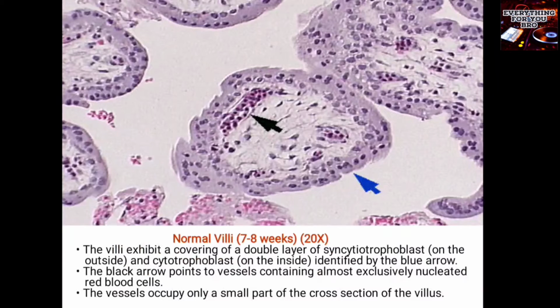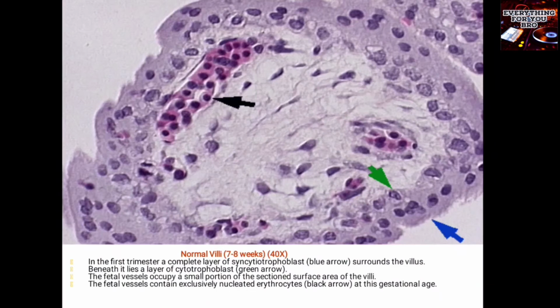Here you can see these are completely filled with nucleated RBCs. So we can appreciate the nucleated RBCs of the fetus. In this intervillous space, the maternal blood will flow. Within the villi, the vessels are called the fetal blood vessels. There the fetal blood will flow in those capillaries. Here you can still appreciate the black arrow showing the vessels containing nucleated RBCs, the green arrow showing the cytotrophoblast, and the blue arrow showing the syncytial trophoblast, which is the outer layer.